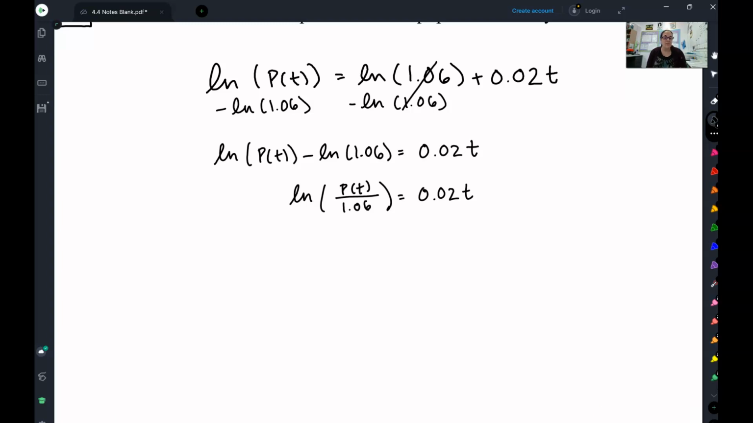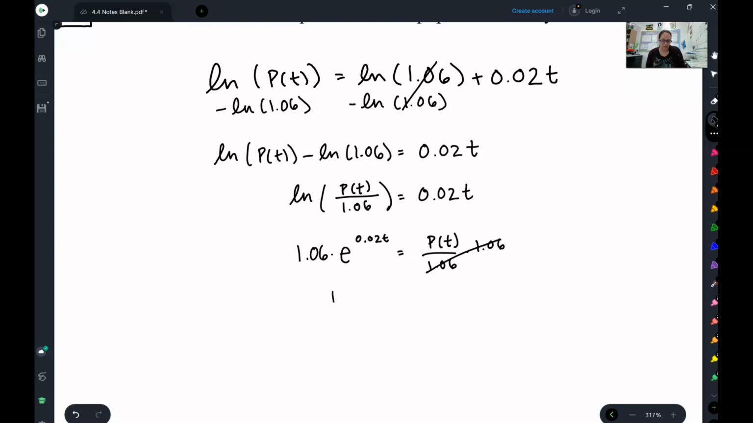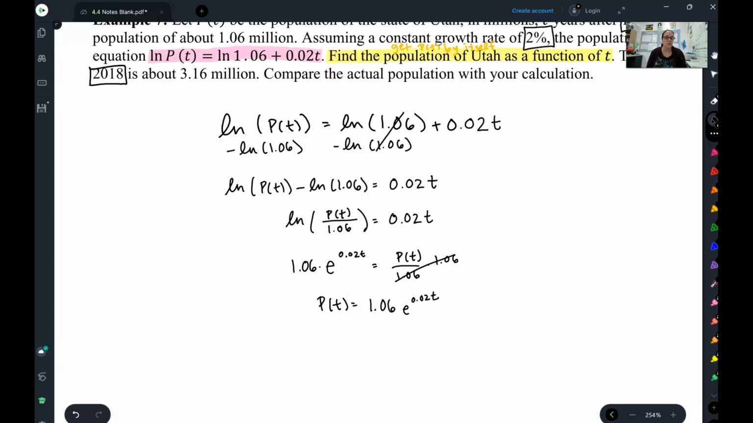And now that it's a single logarithm, I can change the form. This is log base e, so base stays the same. Input and output flip places. Times by that 1.06 in order to get P of t by itself. And there we go. Ta-da! I have an equation for P of t in terms of t. Basically, I got P of t by itself.